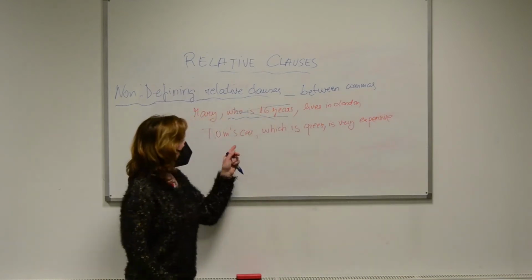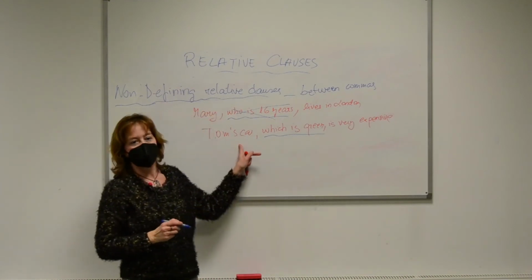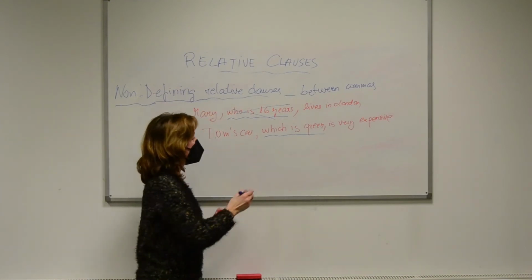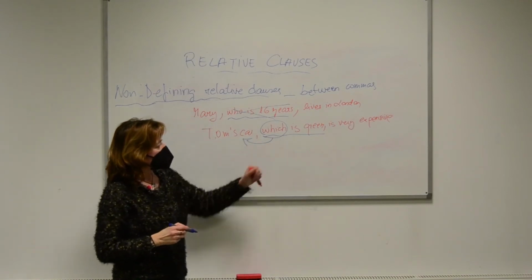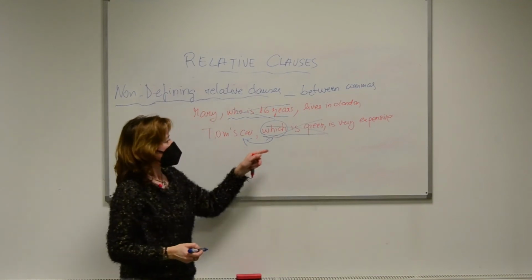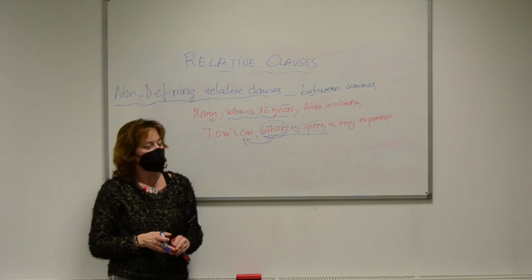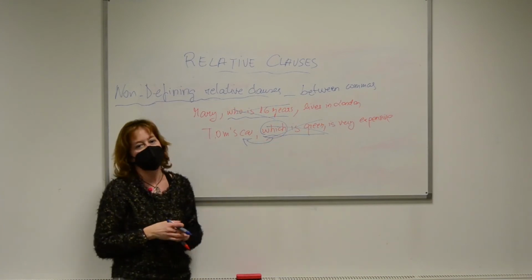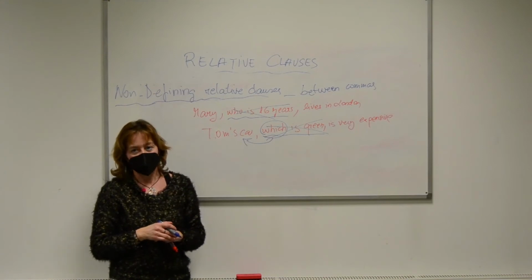Okay. Tom's car, which is green, this is information about the car of Tom. The relative pronoun refers to a car, which is very expensive. In this case, we can say this: Tom's car is very expensive, and the sentence has a complete meaning. This information is added, but it is not necessary. These are called non-defining relative clauses.